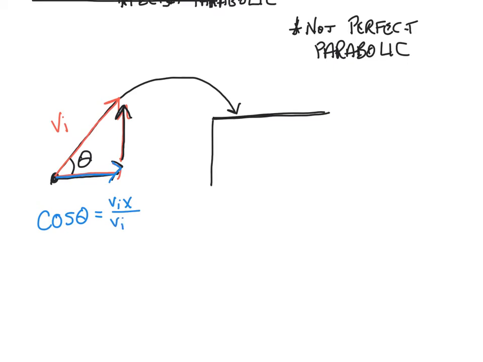Rearranging that, we could essentially say that our resultant velocity with which we were launched times cosine of theta will equal our horizontal component of motion. Ditto on the vertical component of that motion.